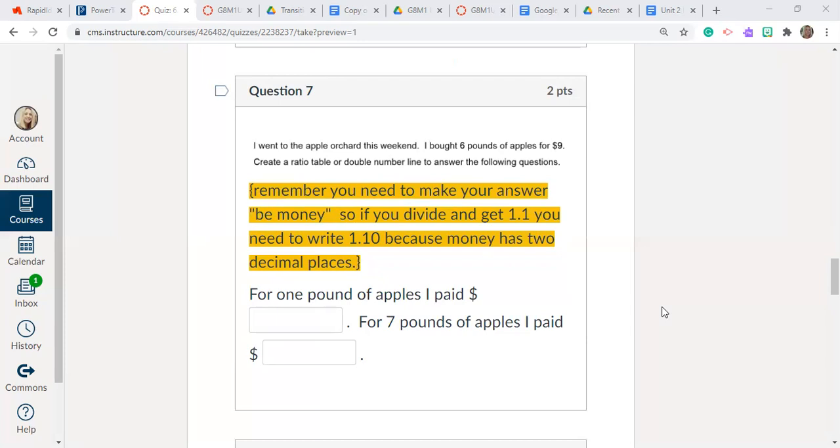So go ahead and draw your ratio table or your double number line representing 6 pounds of apples for $9. And we want to figure out for 1 pound of apples, I paid blank. For 7 pounds of apples, I paid blank. Pause and do the work.